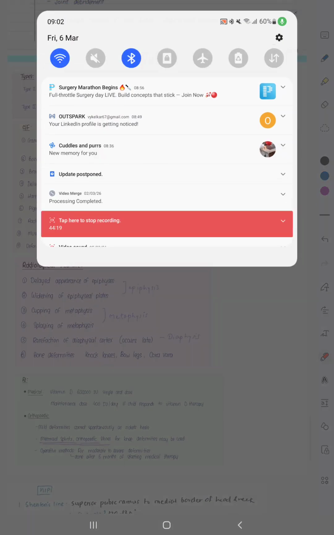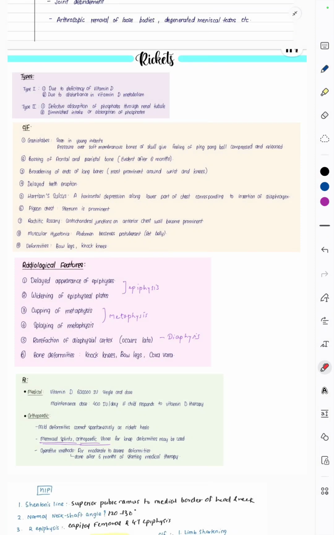Now the clinical features. Craniotabes is seen in young patients, and when we apply pressure over the skull bones, they compress and get released like a ping pong ball. Bossing of the frontal and parietal bones, broadening of the ends, generally found at the wrist and the knee, and delayed tooth eruption. Harrison sulcus is a prominent horizontal depression found corresponding to the insertion of the diaphragm. Then pigeon chest deformity, where the sternum is prominent, and rachitic rosary at the costochondral junction. Then muscular hypotonia, where the abdomen becomes protuberant and a pot belly is seen, and deformities, that is bow legs or knock knees, can be seen.